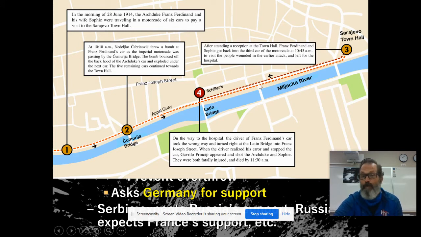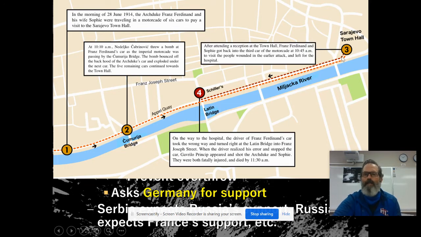They could have had another attempt on his life further through here. But this individual threw a bomb at Franz Ferdinand's car. It bounced off of the car, and it detonated under the car behind him. And the Archduke at that time said, no, this is okay. He'd been warned about an attempt on his life. He really wasn't worried about it. It wasn't successful. So let's go on down to Sarajevo Town Hall.